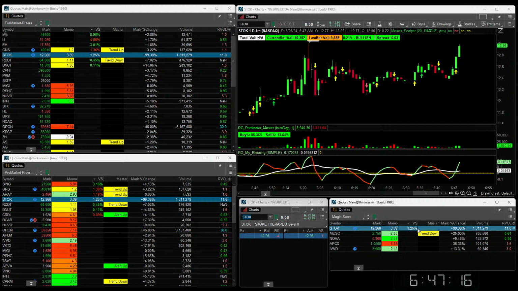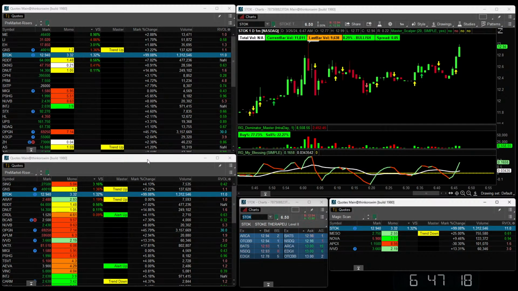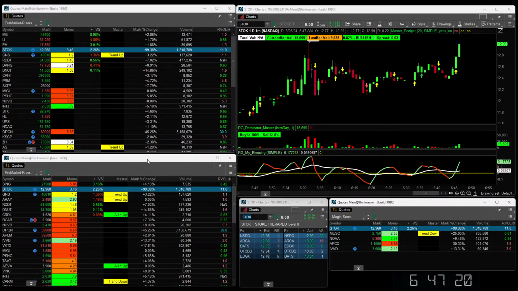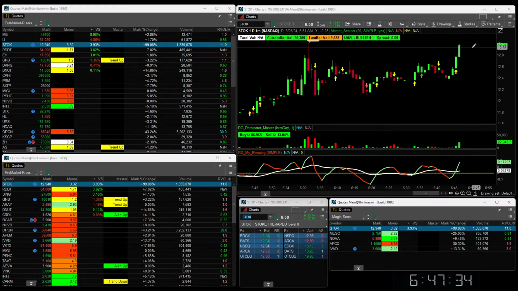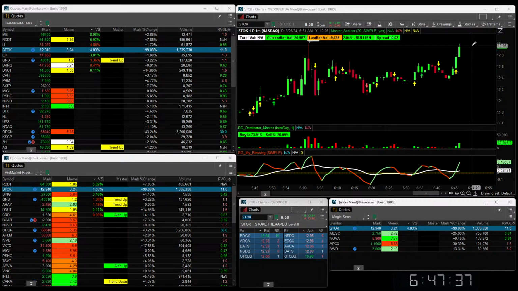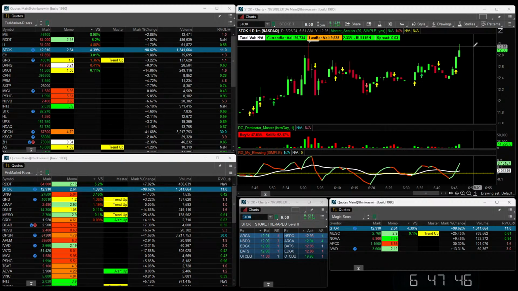STOK, Magic Scan. I know that's where you got it. Waiting on that pullback. We don't chase green candles. Of course, some of you do. I do sometimes. Not going to talk you out of it, but it is an easier way to lose money. But if you know what you're doing, it's perfectly fine sometimes.